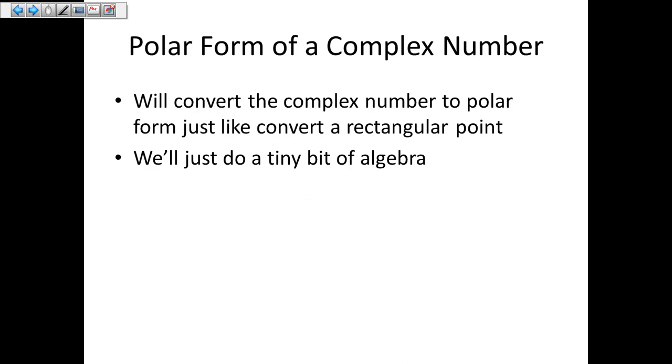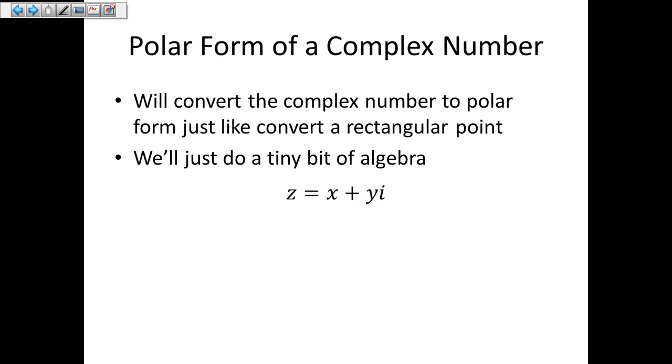Okay, now let's talk about polar form for a complex number. It's going to look very familiar. We're taking an x and we're changing it into r and theta. We're taking a y and we're changing it to r and theta, just like we did before. We're going to do just a tiny bit of algebra extra. It's not going to be anything difficult at all.